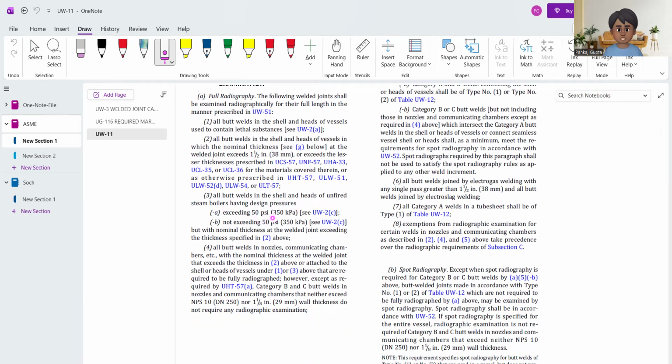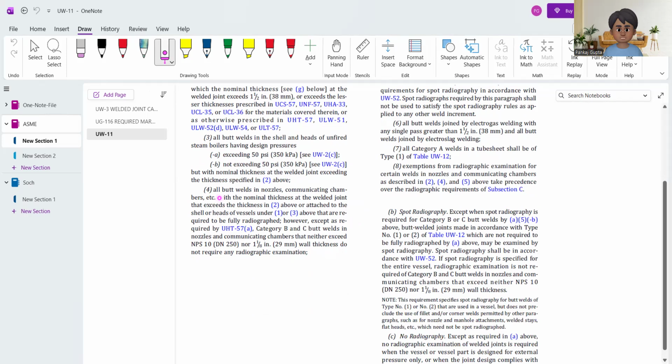Then the next point is all the butt welds in the shell and head of an unfired steam boiler having design pressure exceeding 50 psi. There are some sections based on pressure also, but this is not done here. This is for steam boilers. It is not a normal pressure vessel, so it is only applicable to steam boilers.